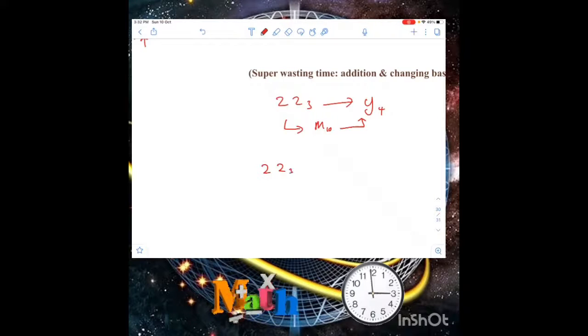So 22 base 3. We write 3 to the power of 0 and power of 1. So we have 2 multiplied with 3 to the power of 1 plus 2 multiplied with 3 to the power of 0. So we're going to have 6 plus 2, which is 8 in base 10. After we have the value of 22 base 3 as 8 in base 10, then we can do division to get the number in the form of base 4. So we divide 8 by 4. 4 into 8 is 2, the remainder is 0. 2 cannot be divided by 4 again, so this is the final answer: 20 base 4. Now we have done converting 22 base 3 into 20 base 4.